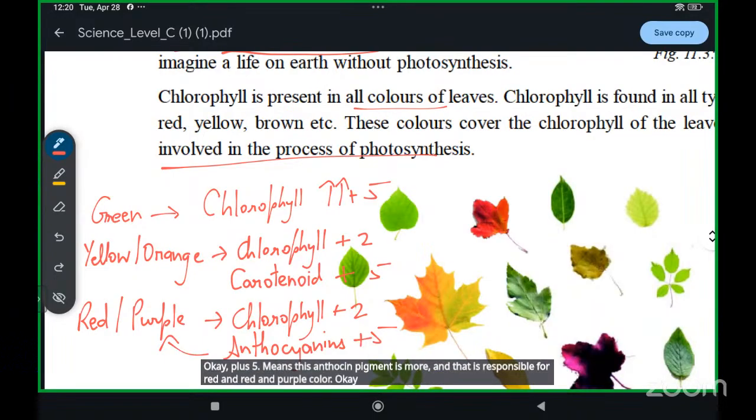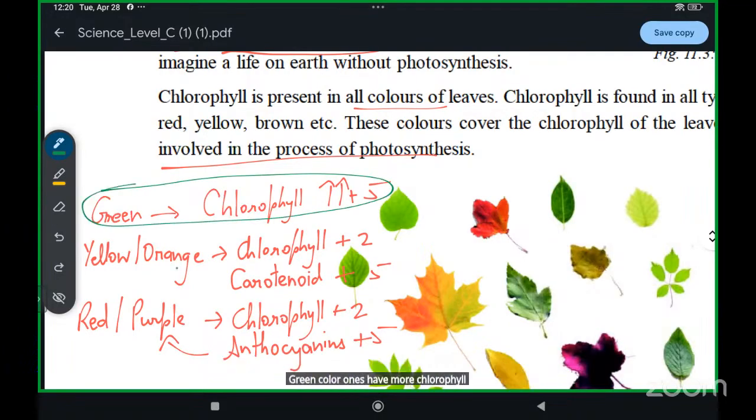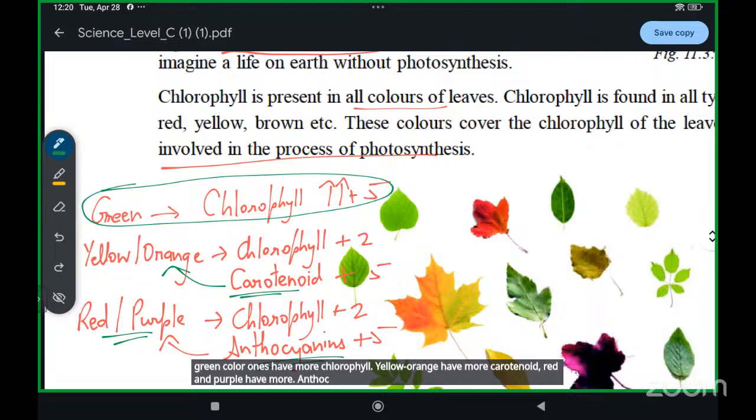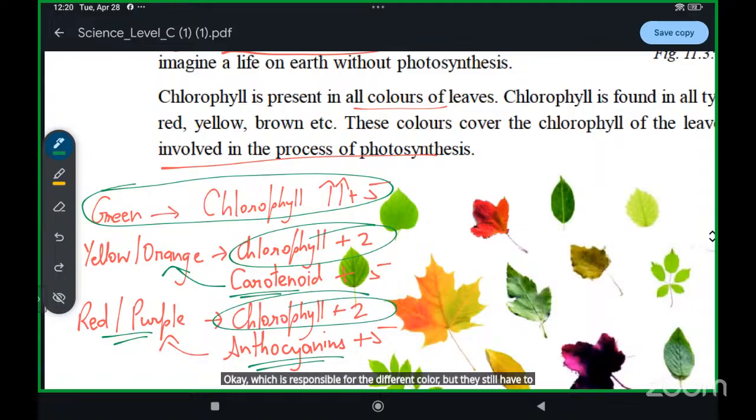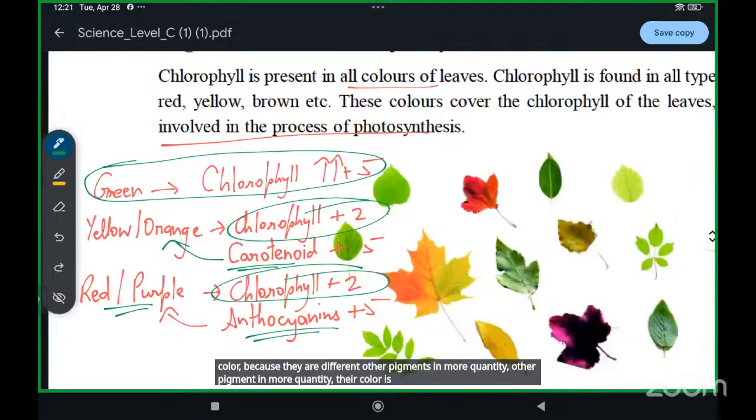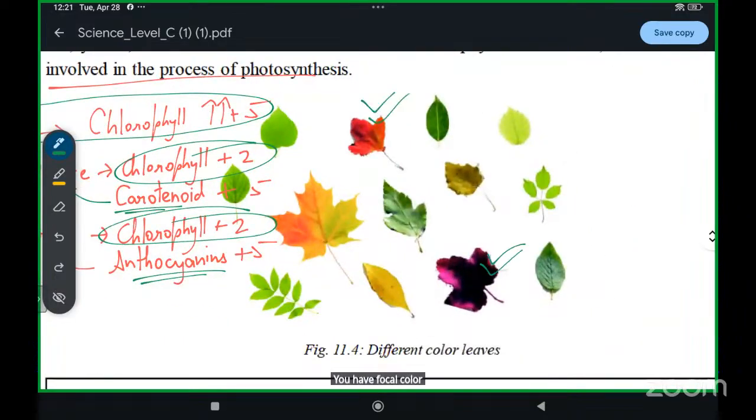But that doesn't mean it does not have chlorophyll. Green ones have more chlorophyll. The yellow-orange have more carotenoid. Red and purple have more anthocyanins, which is responsible for the different color, but they still have chlorophyll, so they can still prepare their own food. Because they have other pigments in more quantity than chlorophyll, their color is different: purple, red, yellow, orange.